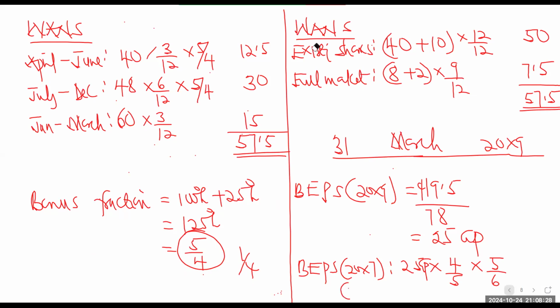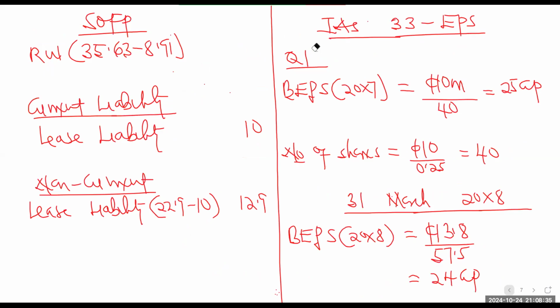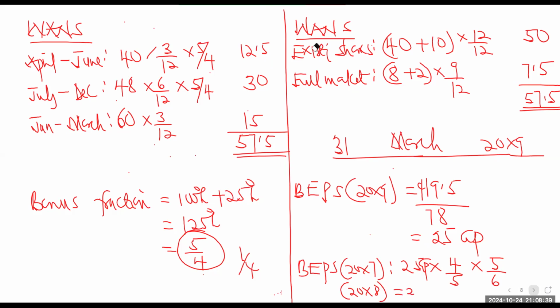What about 2x8? The only thing that is going to be affecting the 2x8 over here is the bonus issue made in what? 2x9. So we have 24 pesos here. 24 pesos multiplied by the reciprocal of the right issue fraction. 19.2. Okay. In 2x9, there was no issue there, and those issues have actually been reflected in the calculation of our earnings per share.